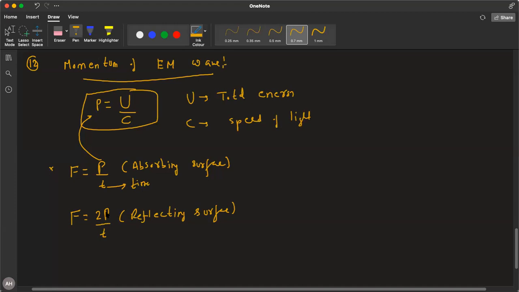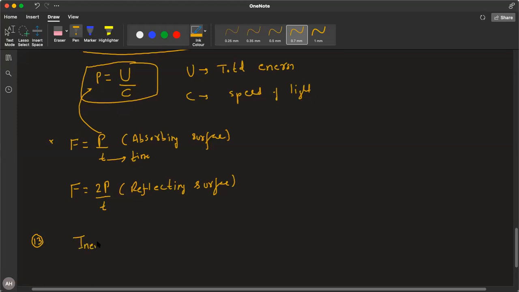Example of an absorbing surface: a black body is a surface which absorbs radiation. Your wall is a good absorber, it absorbs radiation. But if you take a mirror or a polished surface, then that is a reflecting surface. Okay, sir. And the last definition is intensity.